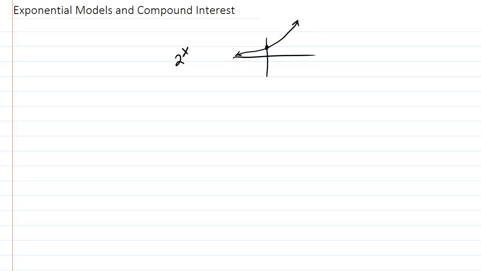Exponential growth, you hear people say things are growing exponentially. It means that it grows faster and faster the more you move along. And the reason is you are timesing by 2 more and more and more as you go along.